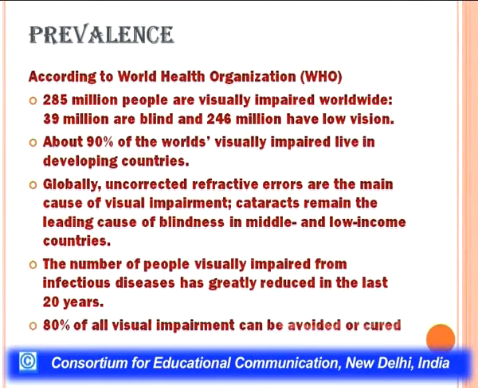Prevalence: according to WHO, there are over 285 million people who are visually impaired. About 90% of the world's visually impaired live in developing countries. So globally, uncorrected refractive errors are the main cause of visual impairment. And the number of people visually impaired from infectious disease has greatly reduced in the last 20 years. Maybe the reason is that the health issues are well taken care of, immunization issues are well taken care of. So they are helping in reducing the number. And 80% of all visual impairment can be avoided or cured.